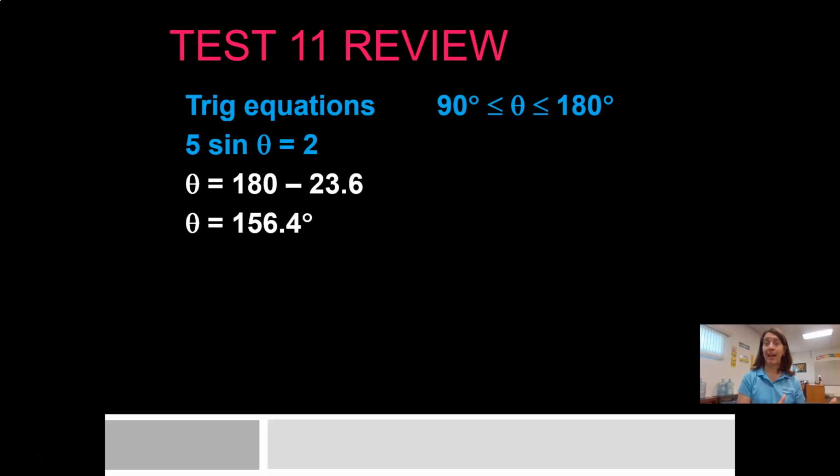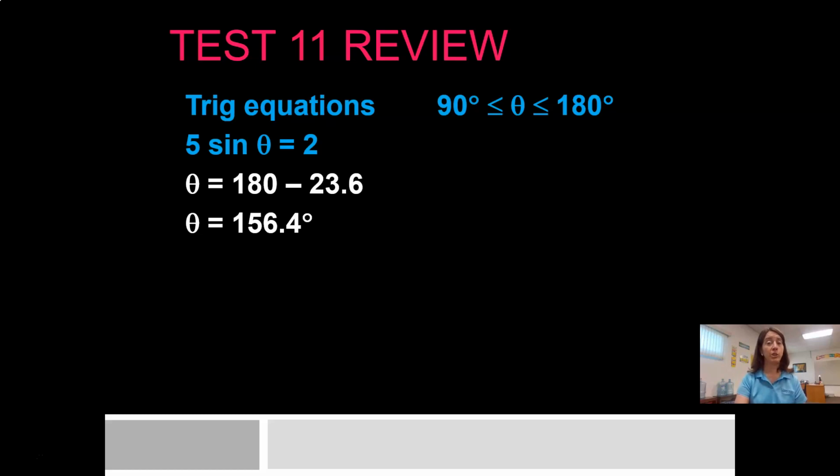Notice that angle 156.4 is in the second quadrant, and we know in the second quadrant sine is positive, and the ratio that we had here was positive 2 over 5, so my answer does make sense on this question.